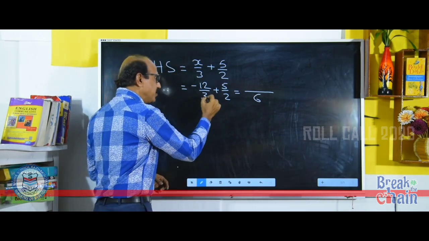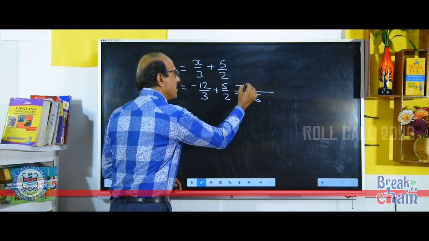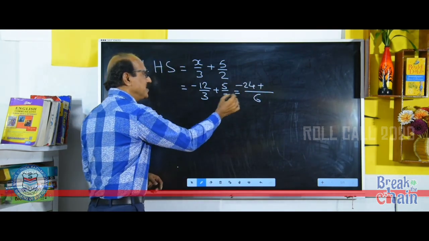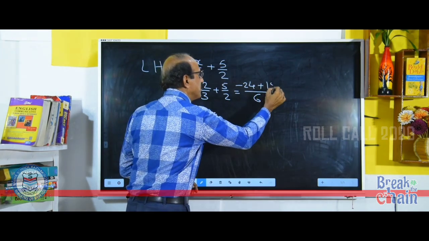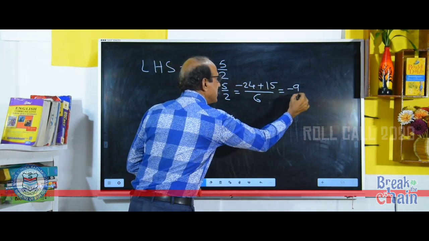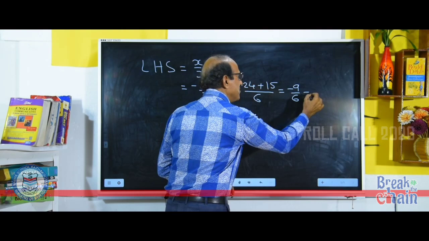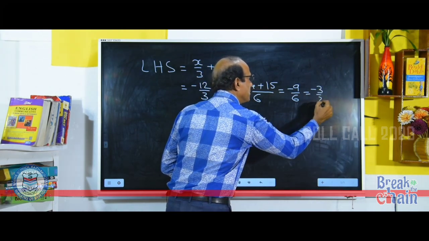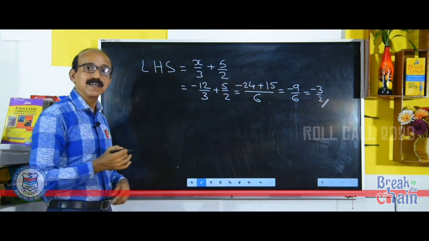The numerator 3 goes in 6 two times, 2 into minus 12 is minus 24, and 2 in 6 three times, 3 into 5 is 15, which is equal to minus 9 by 6. On simplification we get minus 3 by 2. That is the value of the left hand side.